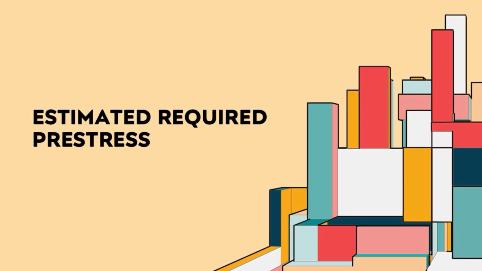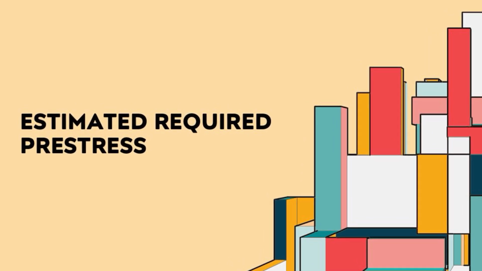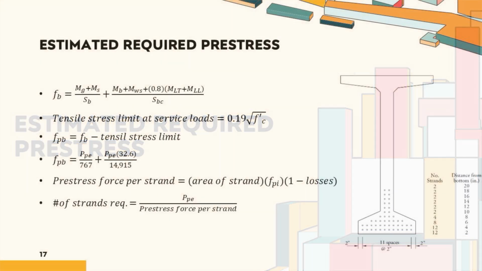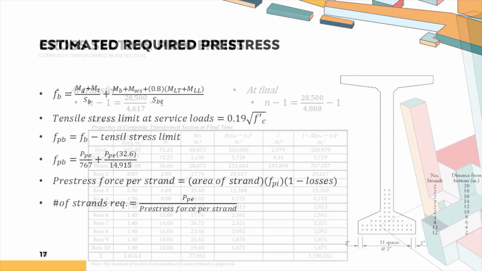Once the loads are calculated, we can determine an estimated number of required strands for the midspan of the beam. The Service 3 load combination is used in order to determine the bottom tensile stress at the midspan of the beam. The tensile stress is then used to determine the required pre-stress force. To determine the number of strands required, you take the required pre-stress force and divide it by the pre-stress force per strand after all losses.